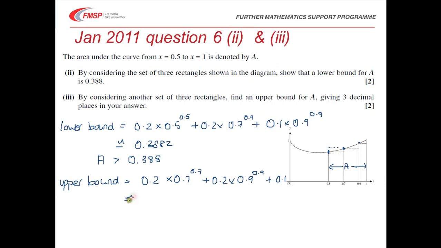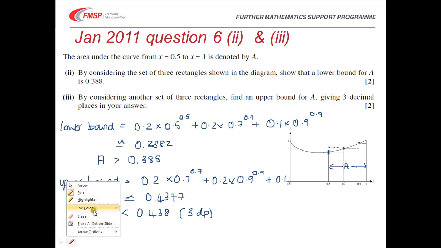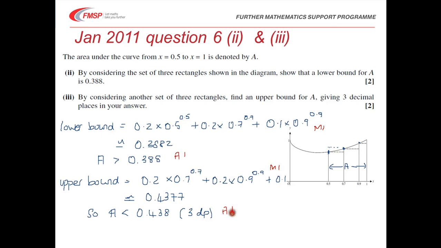And again, that will be approximately equal to 0.4377. So that means the area is going to be less than 0.438, because we were asked to give it to 3 decimal places. So that is an upper bound. So 2 marks for each bit, a method mark and an accuracy mark in each case. So a method mark for this bit and an accuracy mark here, and then a method mark here and an accuracy mark. So 4 marks in total.